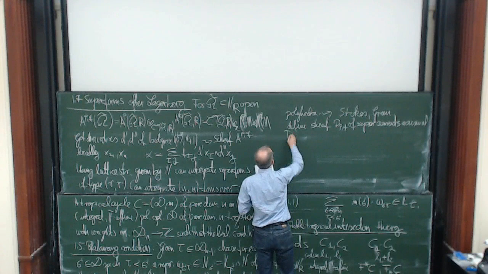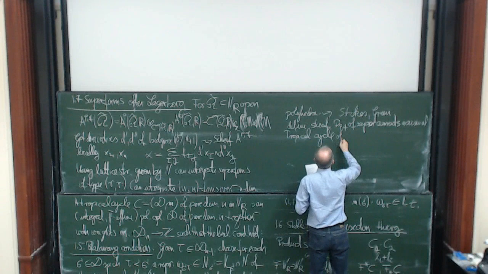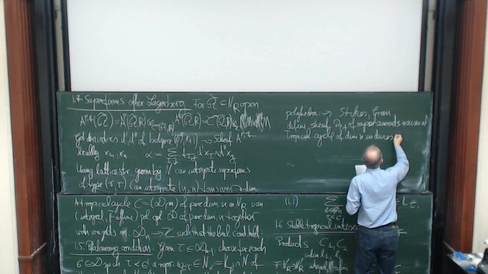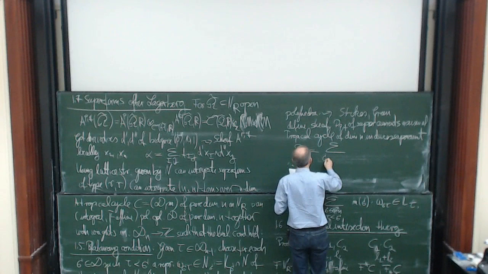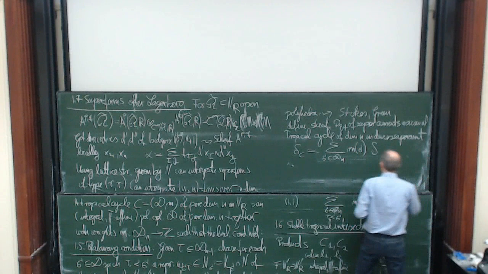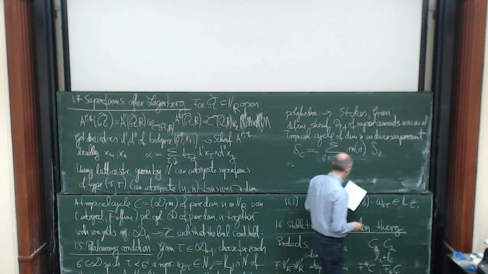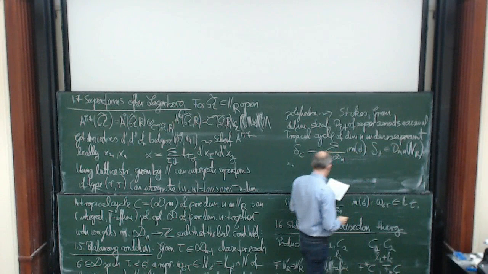And a tropical cycle, more generally, every weighted polyhedral complex C of dimension n induces a supercurrent delta_C, which is the sum over all sigma in D_n, and now you plug in the weights of this as well, times delta_sigma, where delta_sigma means the integration over this polyhedron. And so here you get a supercurrent of type (n,n).